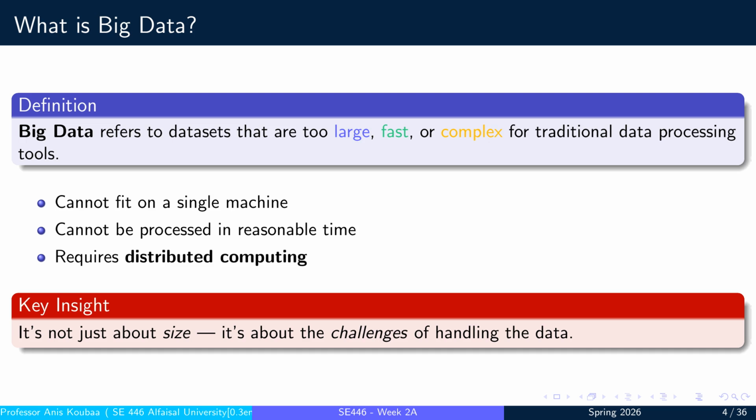First, the data cannot fit on a single machine. Imagine trying to store petabytes of sensor data from millions of IoT devices on one server. It is simply impossible. Second, the data cannot be processed in reasonable time using conventional methods. A single processor would take weeks or months to analyze what needs to be done in hours. Third, as a consequence, big data requires distributed computing, spreading the storage and computation across many machines working in parallel.